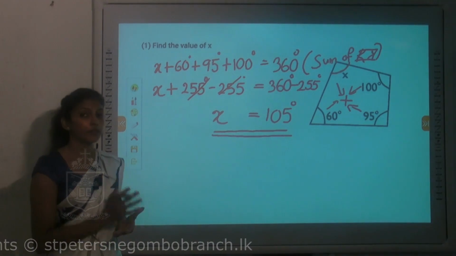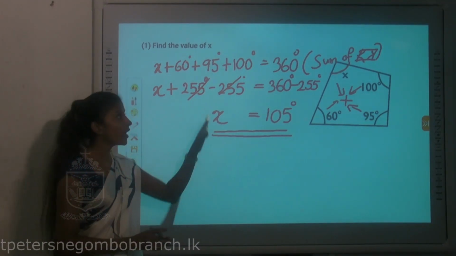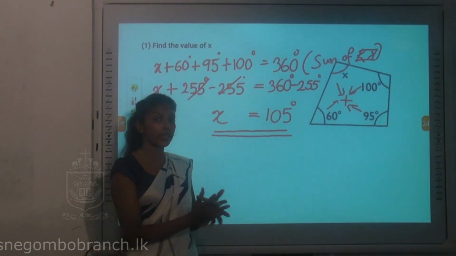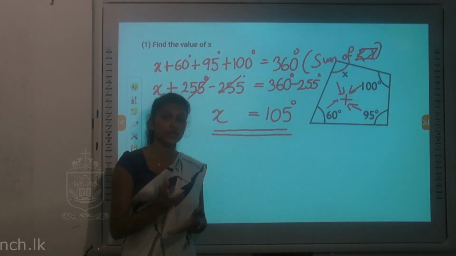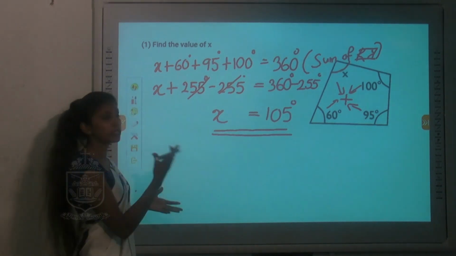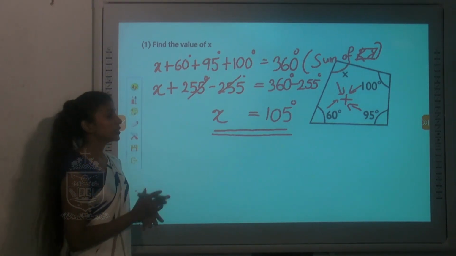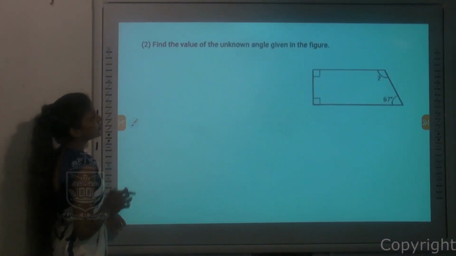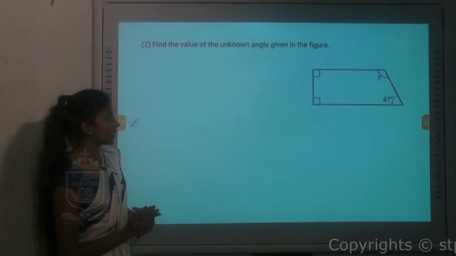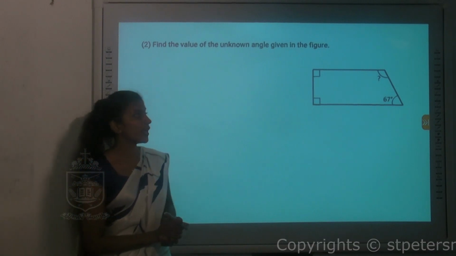Just what you have to keep in your mind is the addition only. What is the final sum of the interior angles? That's what you have to keep in your mind. Otherwise, a small calculation part is there. So let's do some more questions. The second example I have taken is: find the value of the unknown angle given in the figure.